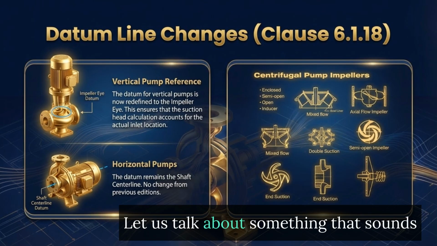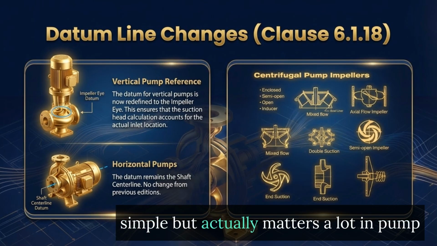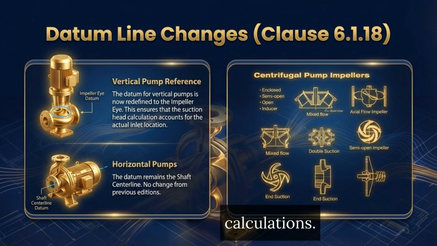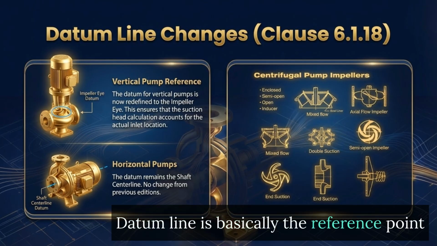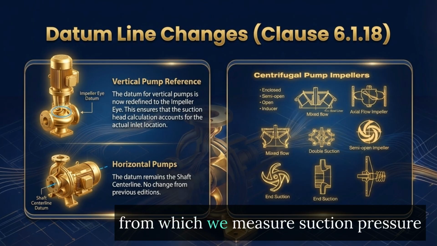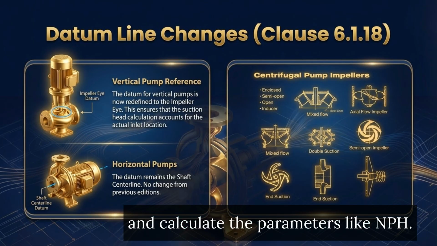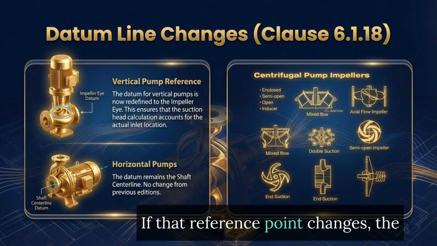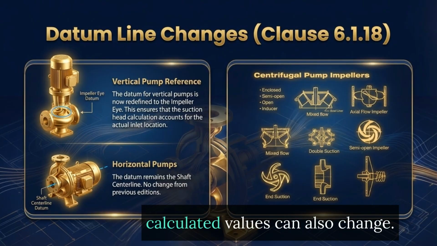Let us talk about something that sounds simple but actually matters a lot in pump calculations: the datum line. The datum line is basically the reference point from which we measure suction pressures and calculate parameters like NPSH. If that reference point changes, the calculated values can also change.